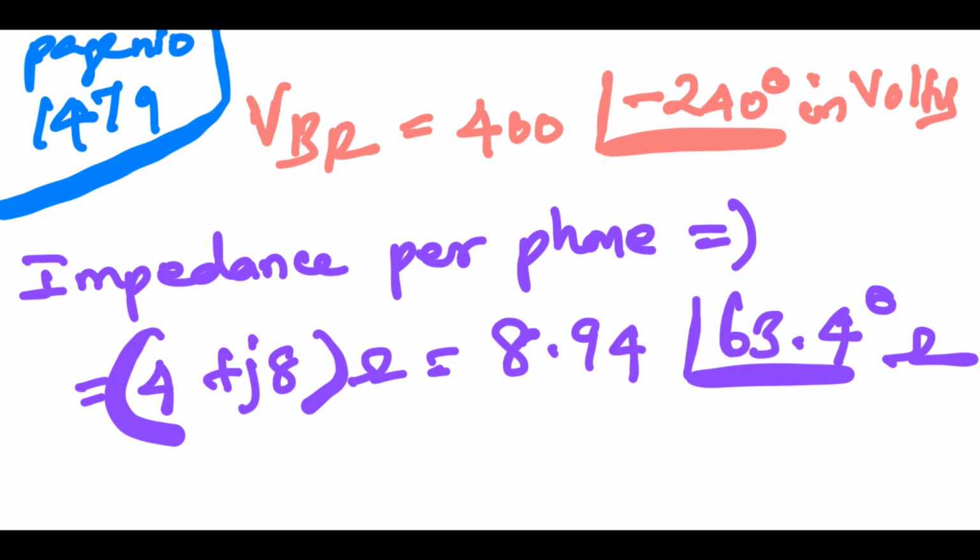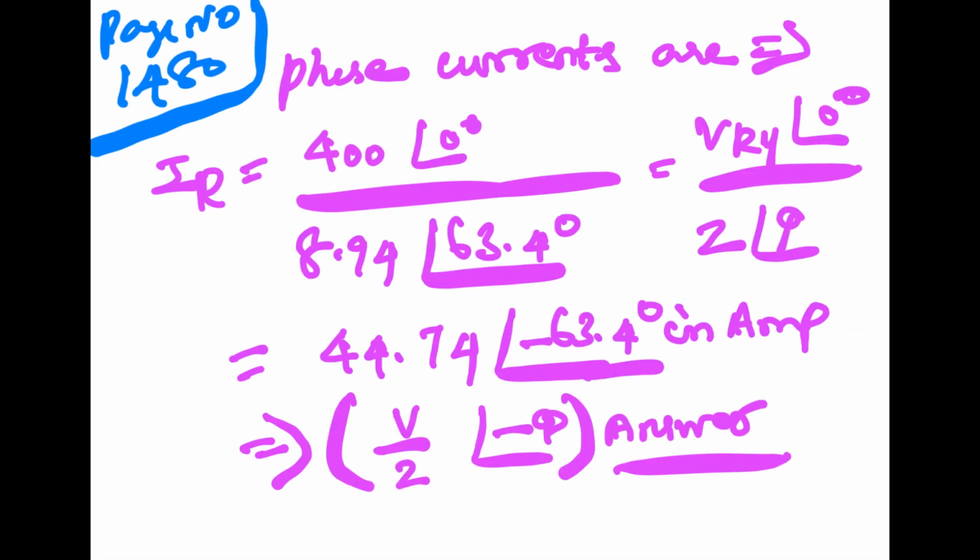Impedance per phase is 4 plus j8 ohm. That is changed from complex algebra into polar form: 8.94 angle of 63.4 degree, using the calculator. I already explained in previous classes how to change complex algebra to polar form.